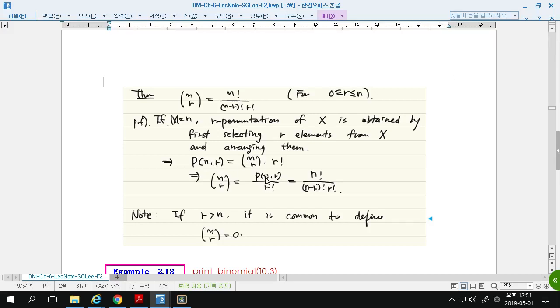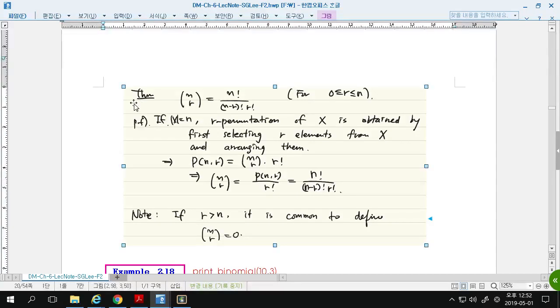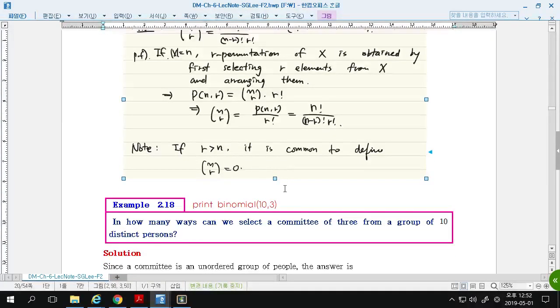That gives us the permutation of n and R. Then n choose R is the permutation of n and R over R factorial, which is this. So this shows what we had before, since you learned how to find the permutation of n and R. And also, if R is strictly bigger than n, then it is common to define n choose R to be equal to 0. If R is strictly bigger than n, is there a way to choose 100 objects out of 10 objects? There's no way. So we define it as 0 if R is bigger than n.